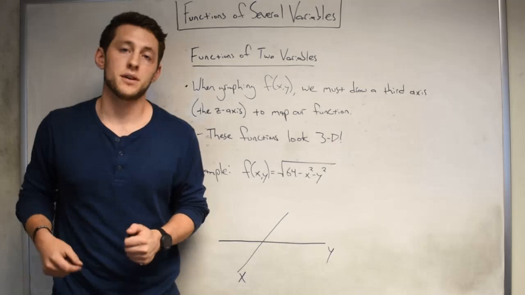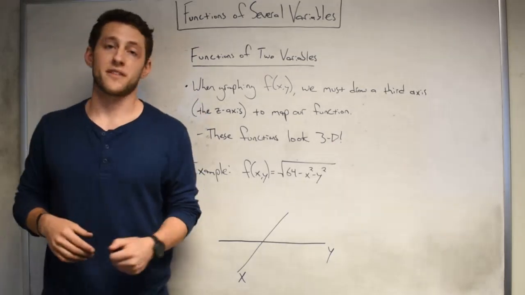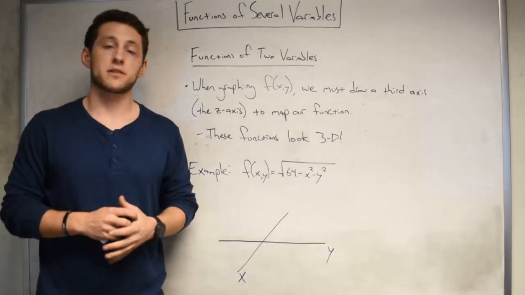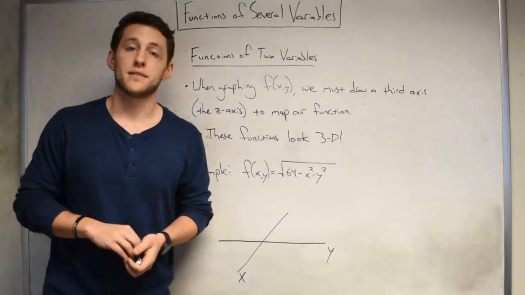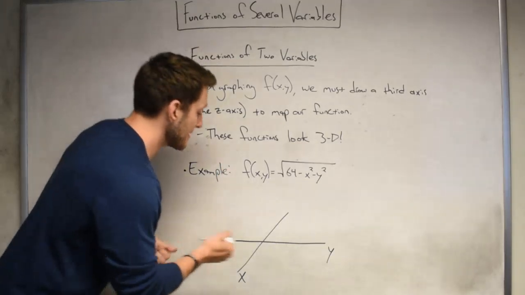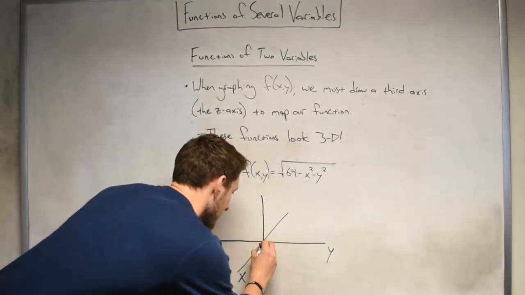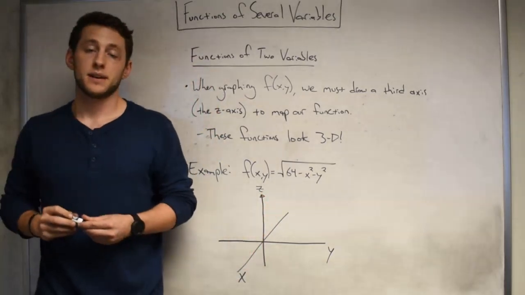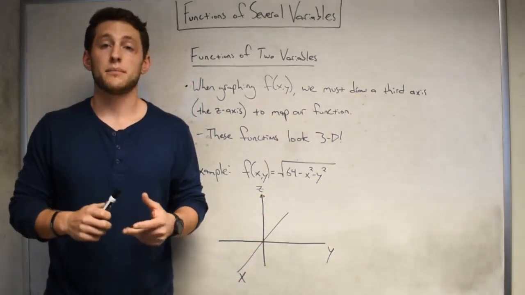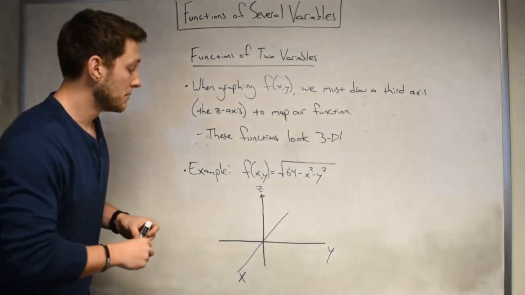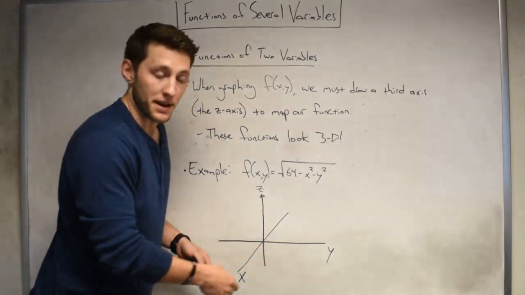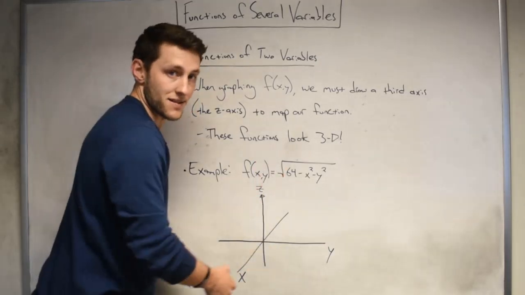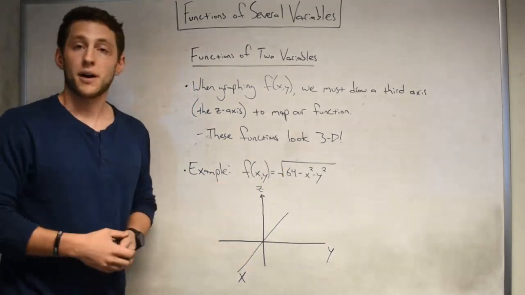Now, it is important to note that these functions of two variables, f of x comma y, have a very unique difference compared to functions of just one variable. That is, we must draw a third z-axis in order to actually map them. These functions look 3D upon mapping. How we map them is, for every single x and y pair, which you'll find down here, you put on its z-axis the z value that the function shoots out.